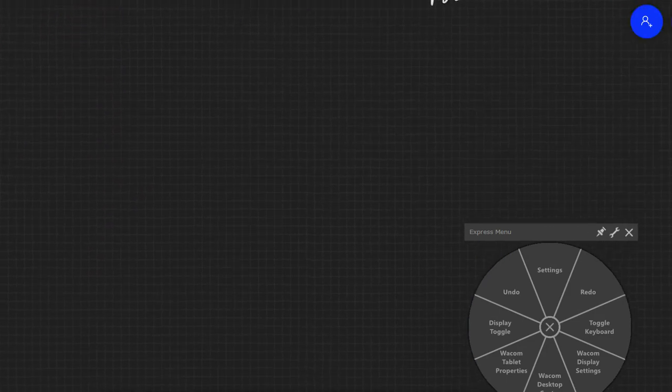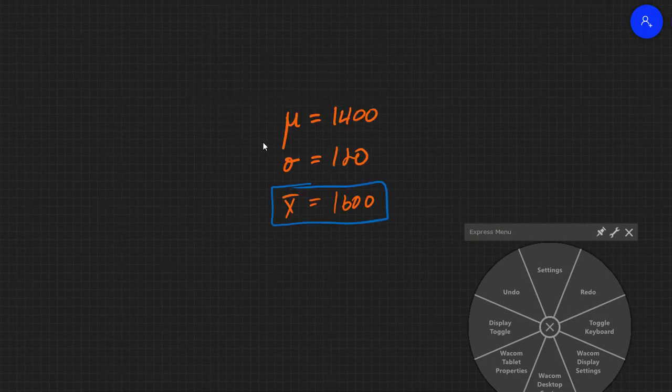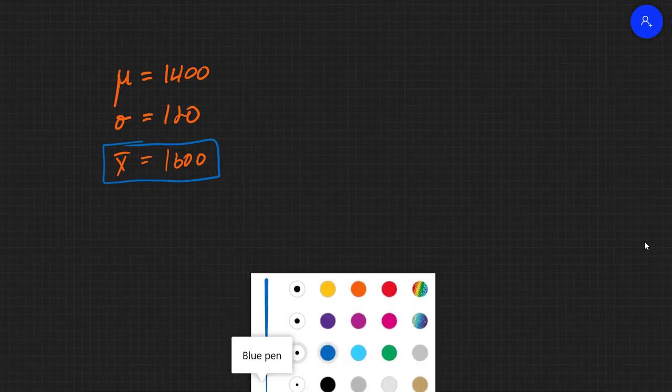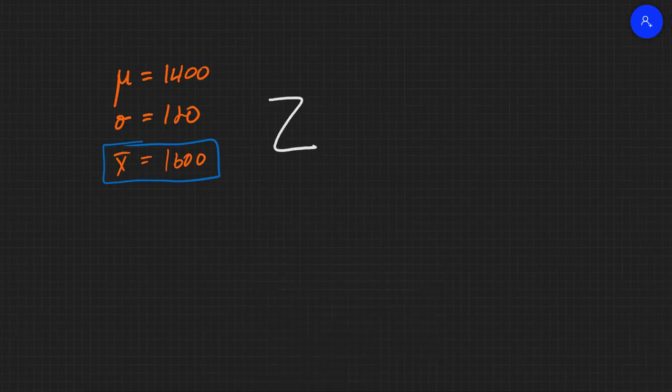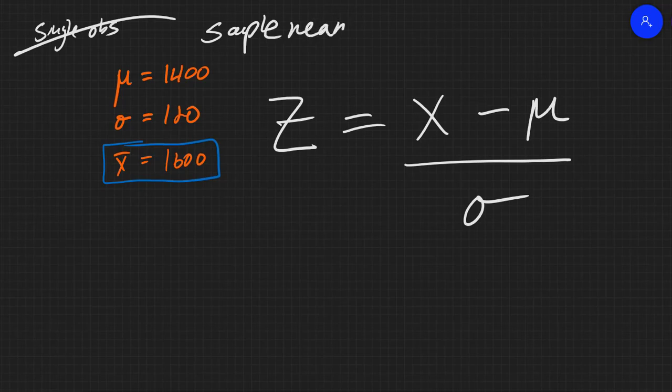Copy. Let's find some black space and paste. Excellent. All right. So in order to do that, we have to do a z transformation. Let's do it in white. Z is equal to x minus mu over sigma, except that this is not a single observation, is it? No, it is a sample mean.